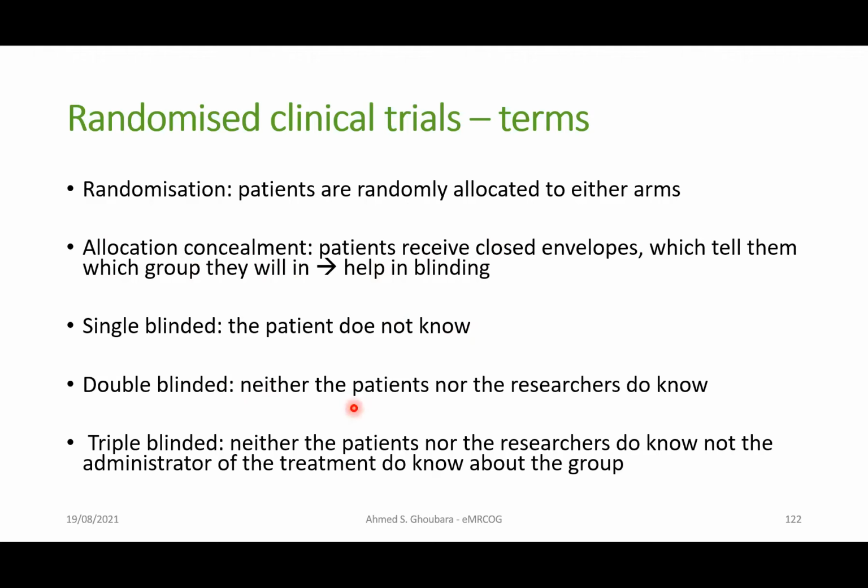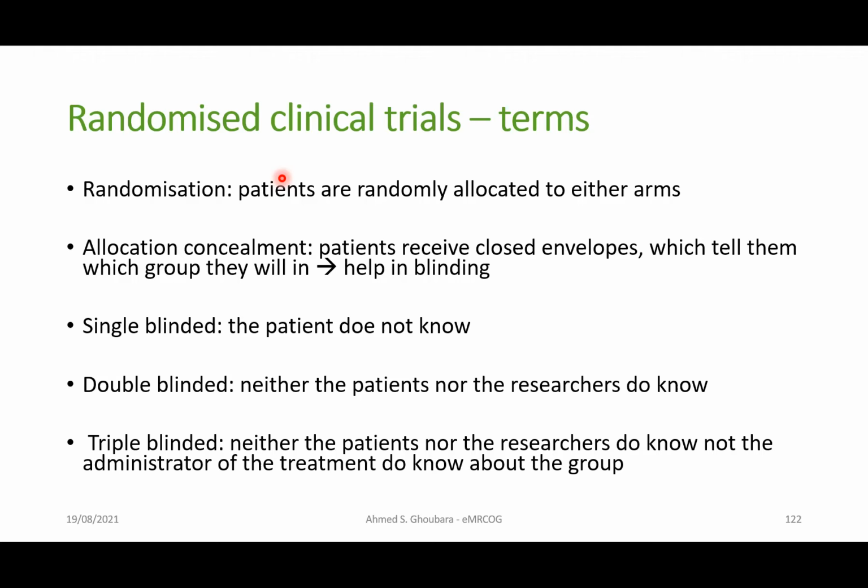Double-blinded means neither the patient nor the researchers know about the placebo. For example, I'm the researcher doing this study. The patient doesn't know whether she's going to take the placebo or the medicine, and neither do I. I don't know which way the lady in front of me is going. This is called double-blinded.